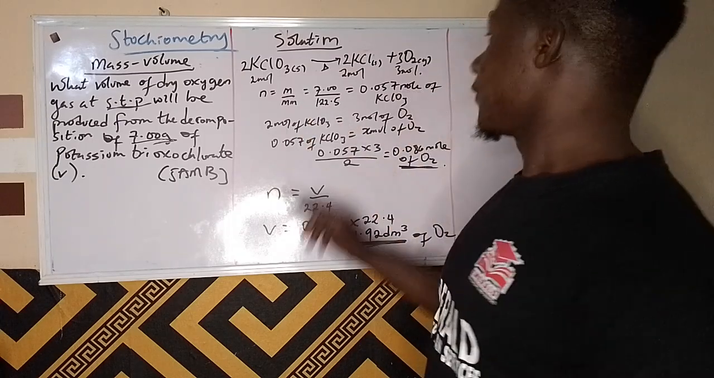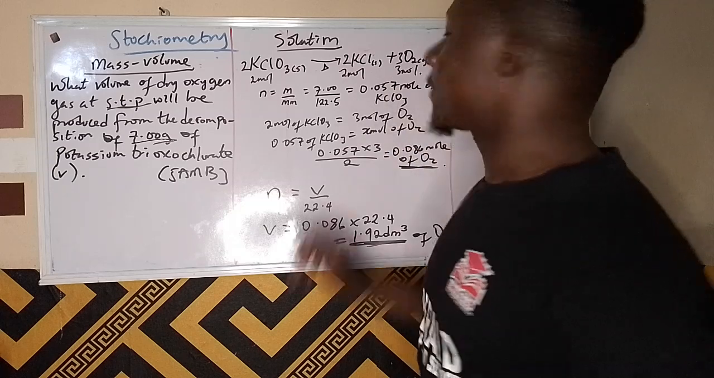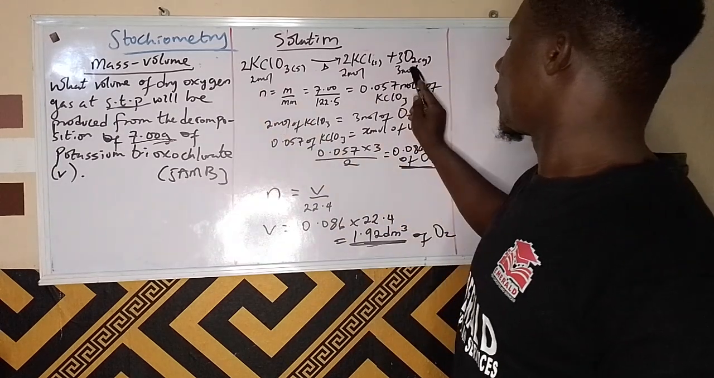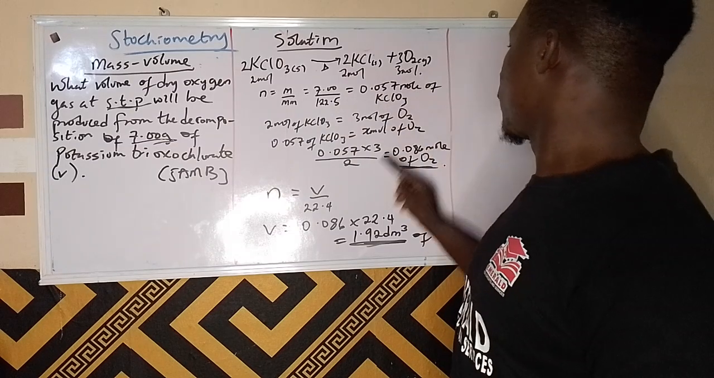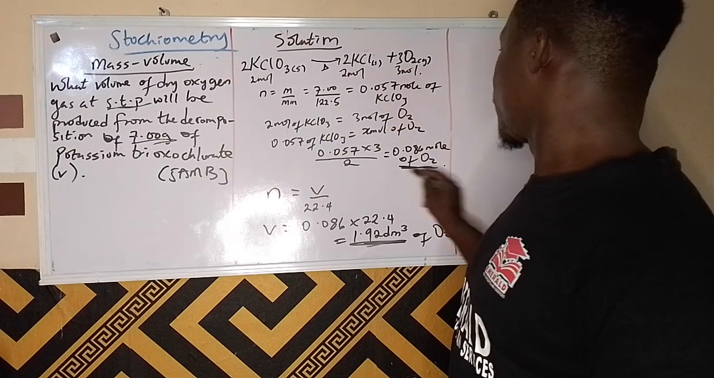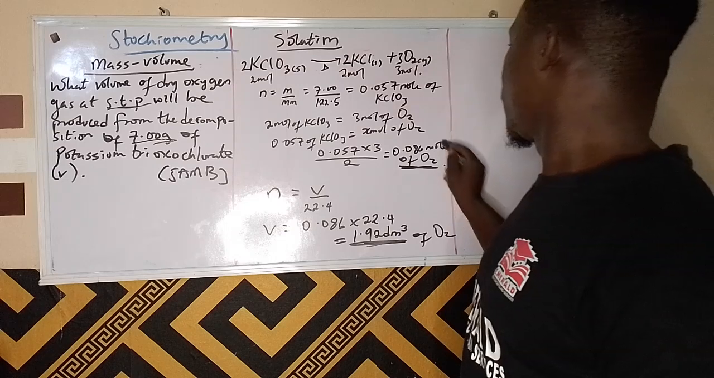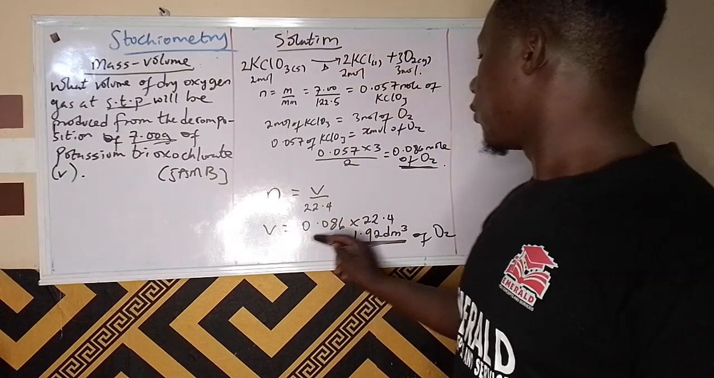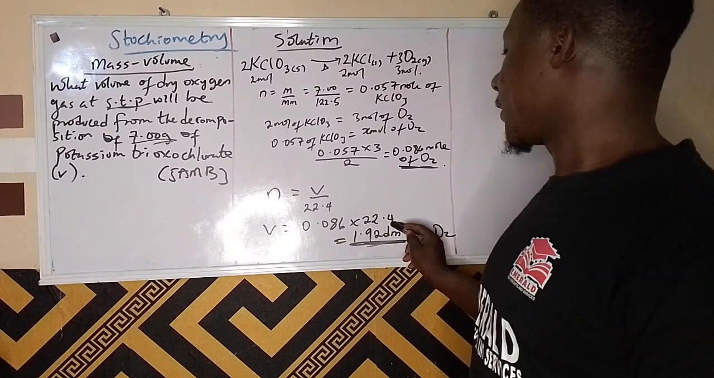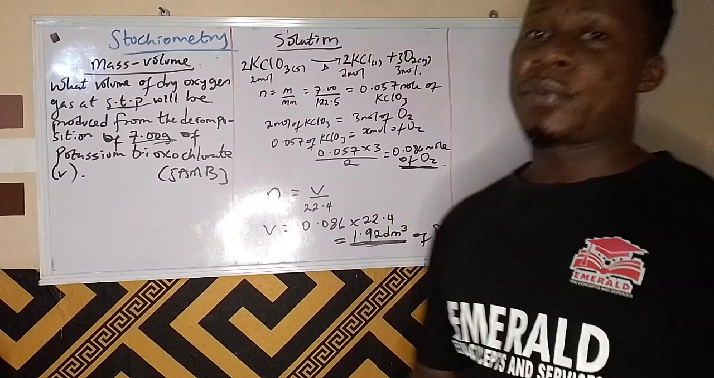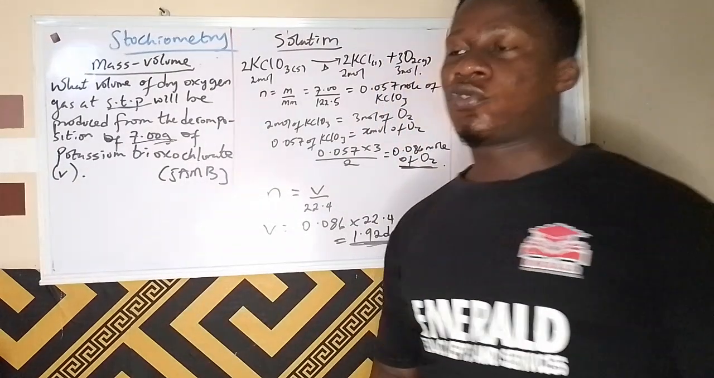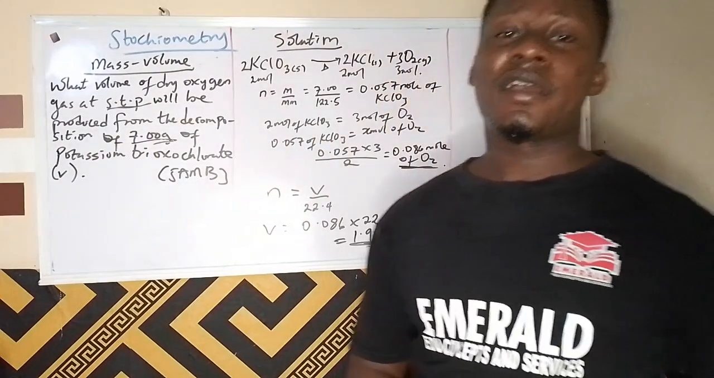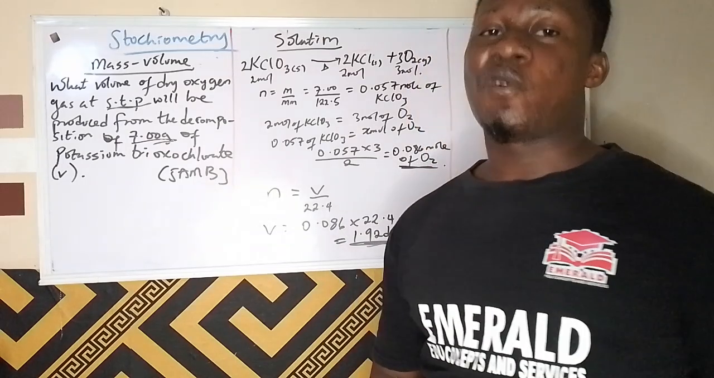You get the moles. Then the next step is to relate them by saying 2 mole produces 3 mole, then 0.057 will produce X mole. That will be 0.086 mole of O2. Then convert this mole to volume by saying volume is equal to number of moles times molar volume at STP, and it will give us 1.92 dm³. That's how to solve a mass-volume problem. They can take other related questions and solve accordingly.